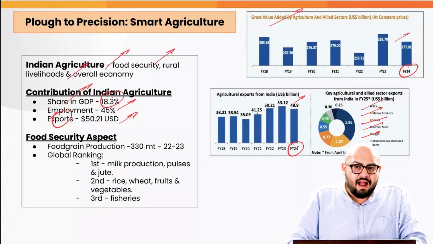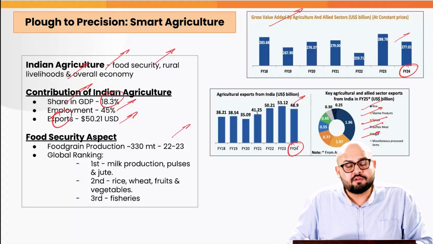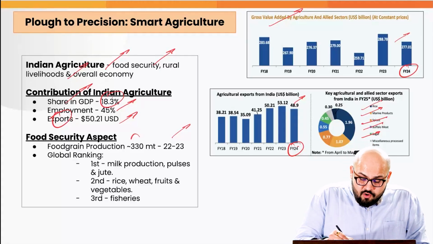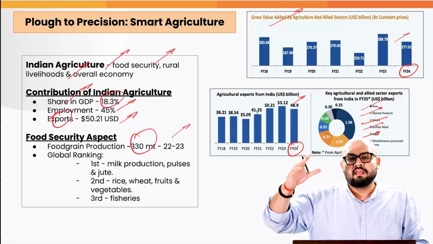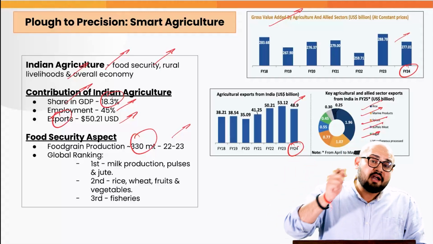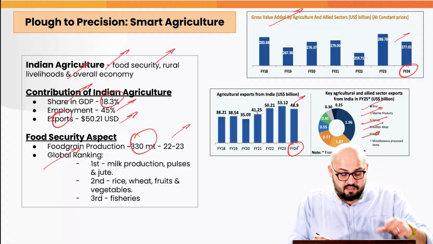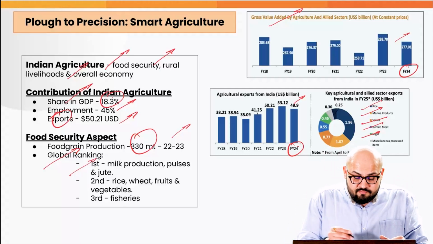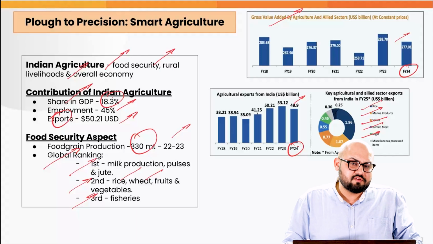Now, if you look at the food security aspect, the food grain production in the year 2022-23, based on the data given by the Ministry of Agriculture, was almost 330 million tons. This has increased substantially compared to the numbers prior to the Green Revolution. In terms of global ranking for different products, India is ranked first in milk production, pulses and jute. It ranks second in rice, wheat, fruits and vegetables. Then it ranks third when we talk about fisheries production.